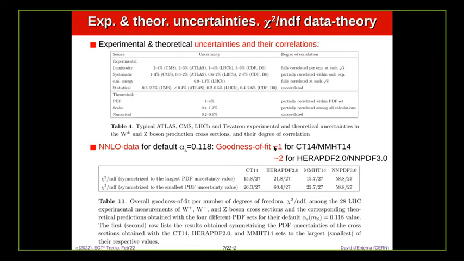And then just to let you know, if you take the default alpha S 0.118 for each one of the PDF sets, and you calculate the 28 cross sections, and you determine the goodness of fit by the chi-square per degree of freedom, you find that for this default alpha S value, you get basically quality 1 for CT14 and MMHT14, and here HERAPDF and NNPDF 3.0 were somewhat worse. You will see this now in detail.